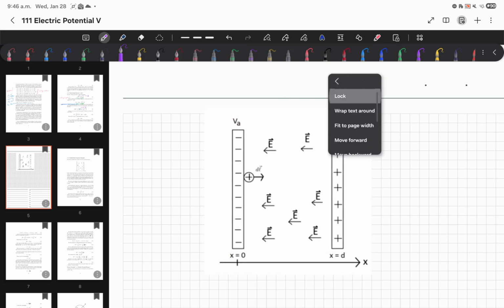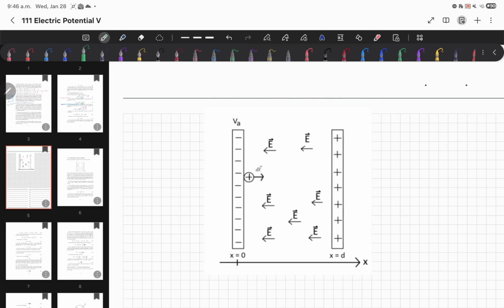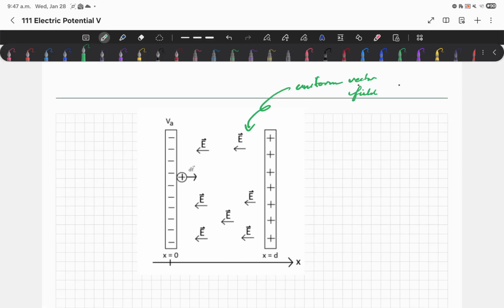We have a uniform electric field inside the capacitor, which means every vector is pointing in the same direction with the same magnitude. Everywhere we look, you can pick any point inside there, the electric field vector is pointing in this direction with the same magnitude. Just like Newtonian gravity did near the Earth's surface, right? So this is very similar to our near Earth surface problem.